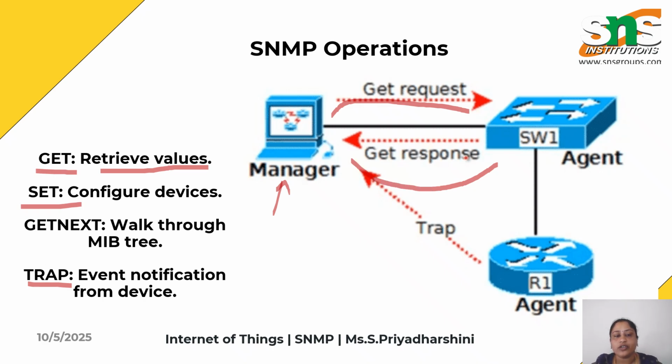The next one is your set message. The set message is useful when you have to configure something, when you have to make any configuration setting. And the final message is your trap. If the device is turned off, or if there is any event notification that has to be given to the manager, then you can use the trap message. So these are the different SNMP operations available.